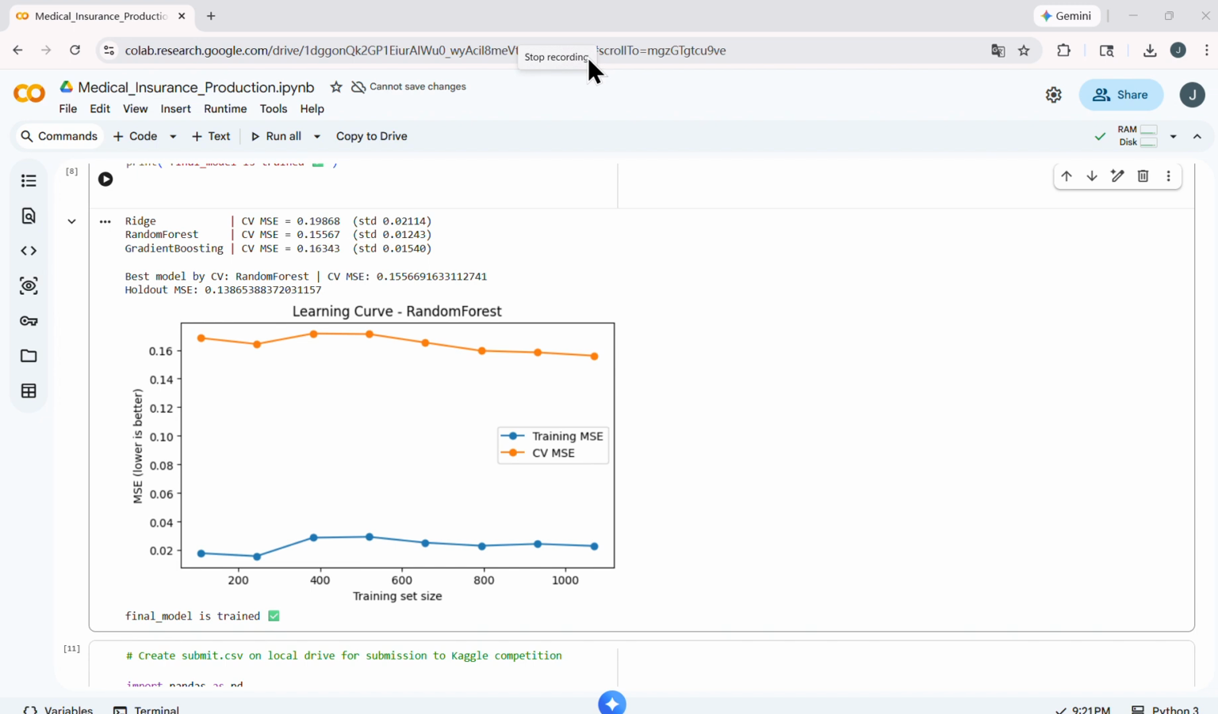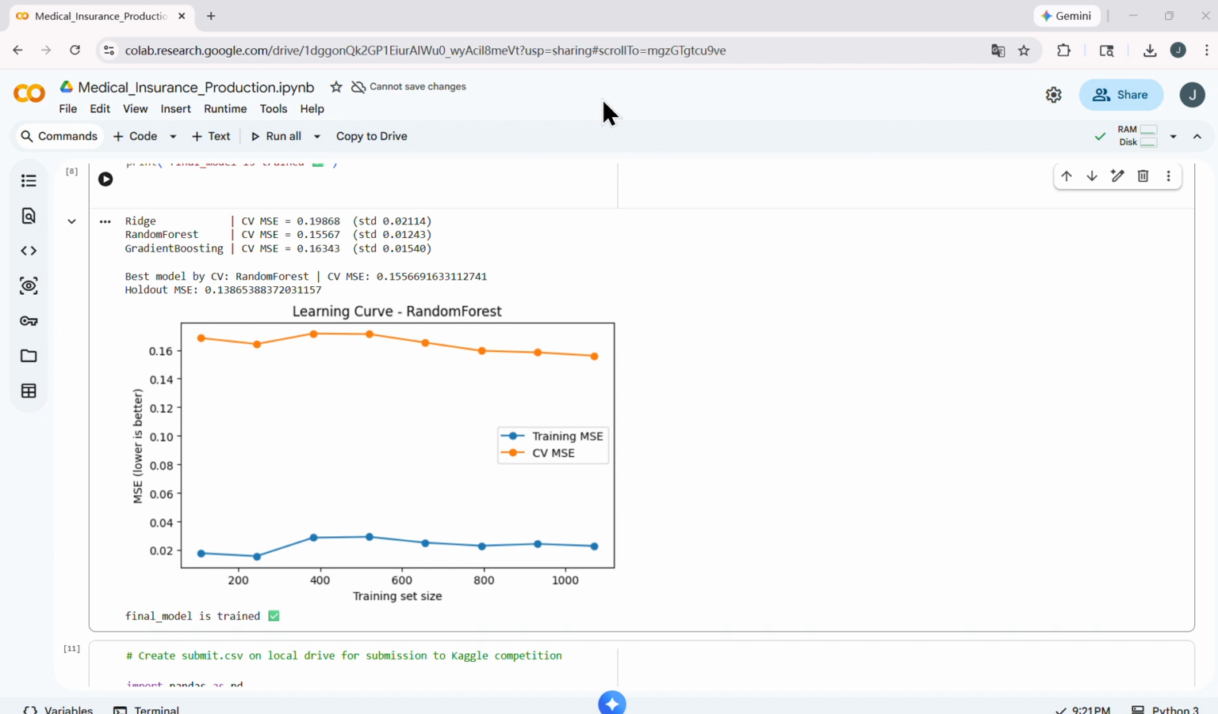Beyond selecting the lowest error model, I focused carefully on assessing model fit. I first verified consistency between cross-validation MSE and a separate holdout validation set. The holdout error closely matched the cross-validated error, suggesting that performance estimates were reliable and not overly optimistic.